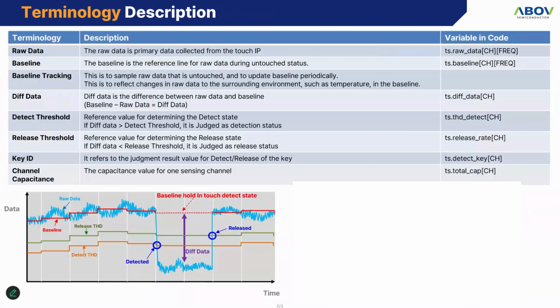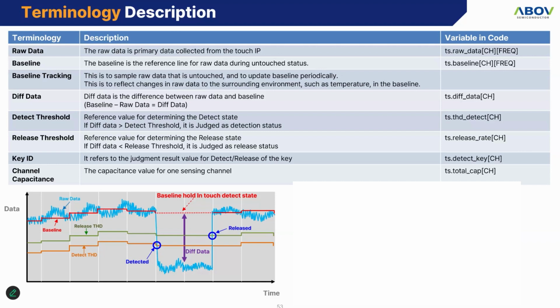Okay, we will show the basic terminology. The raw data, obviously, is the original signal measured from the touch channel. The baseline is a reference value representing the non-touch state. It is continuously updated through tracking. Differential data: this value indicates the strength of a touch. Detect threshold: when the differential data exceeds this value, a press is triggered. Release threshold means when the differential data falls below this value, a release is triggered.